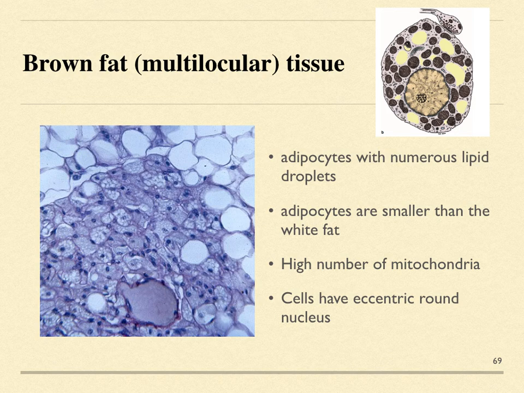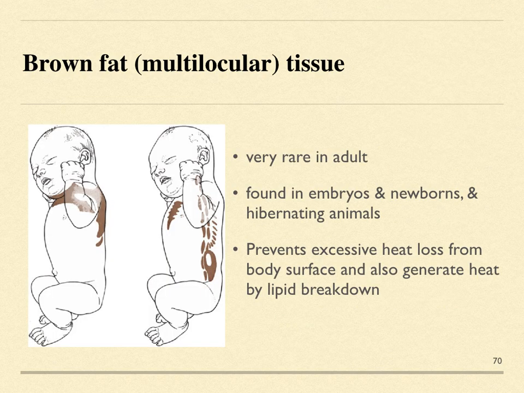And also cells have the eccentric round nucleus. Where do we have this type of fat tissue? In newborn babies you can find this type of fat tissue, and also in the body of hibernating animals which sleep during the winter, you can find this type of fat tissue. And what is the role of the brown fat tissue? In newborn babies, brown fat tissue prevents the loss of heat from the body.